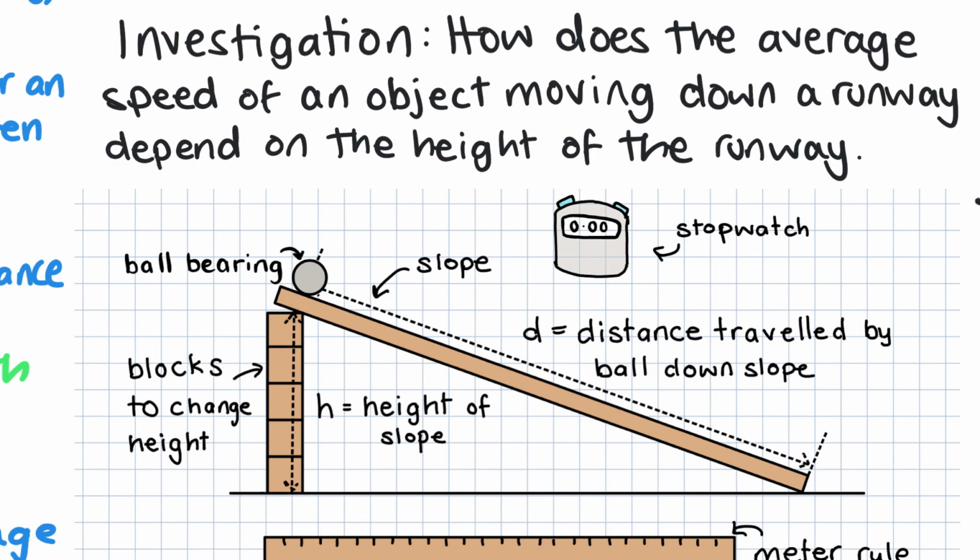Any results that we get, we record them in a table, but to make sure that they're reliable, we need to repeat it. And we'd always recommend to repeat it 3 times so that you can average it. Once you've done that, we can then change the height of the slope, increase it a bit, and repeat the previous steps.